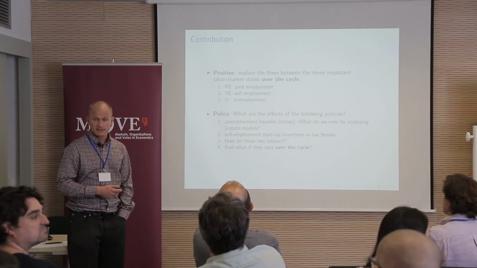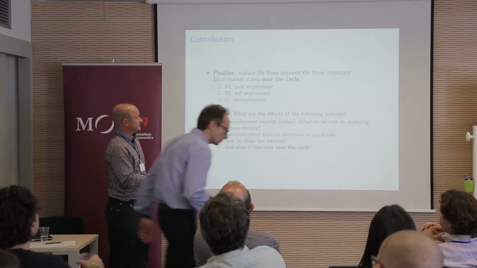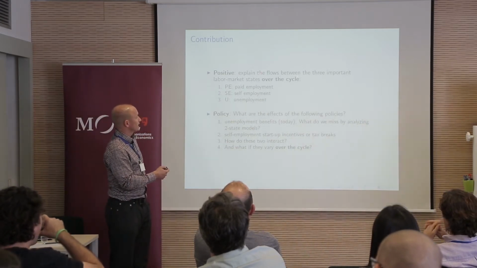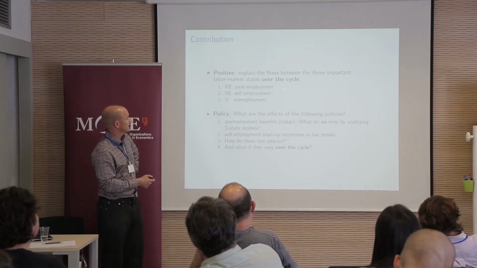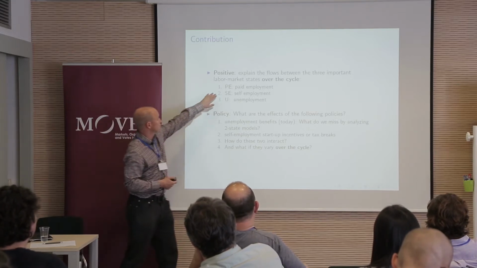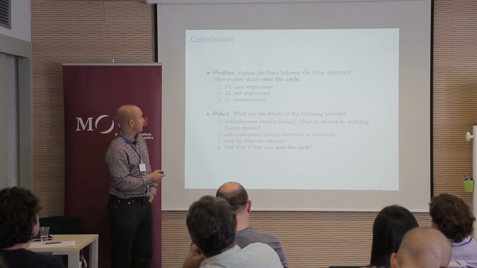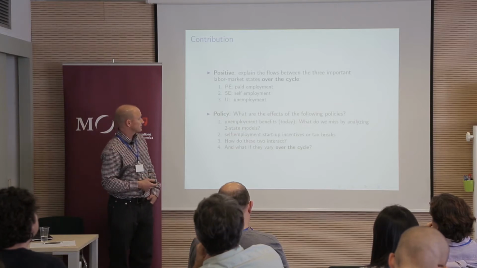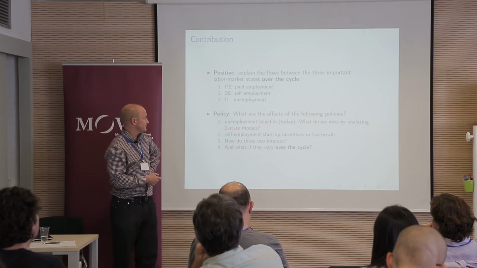Okay, so what will be the contribution of our paper? One will be a positive one; that's just important economic data. We want to have a model that explains the flows between the three important labor market states over the cycle: paid employment, which I'm going to call PE, self-employment for those entrepreneurs, and unemployment. And we also want to think about policy. What are the effects of the following policy? Today I want to talk mainly about unemployment benefits.